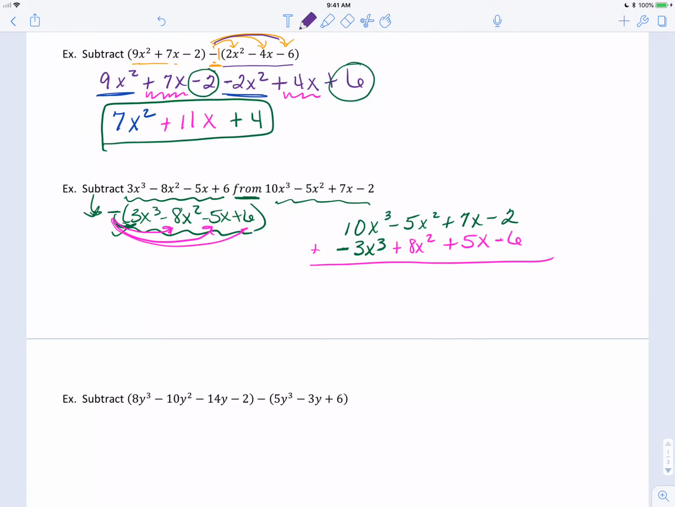All right, so how many x cubes do we have? So we've got 10x cubes plus negative 3x cubes, so that gives us 7. We have negative 5x squared plus a positive 8x squared, so that gives us 3x squared. Then 7x plus the 5x is 12x's, and a negative 2 plus a negative 6 makes negative 8. And there's your final answer.